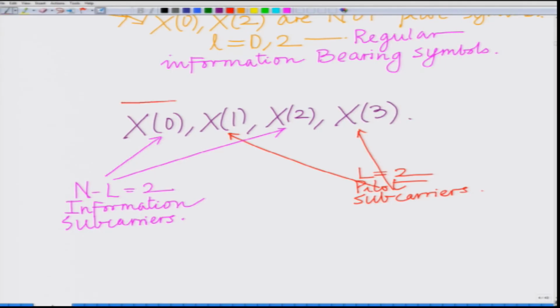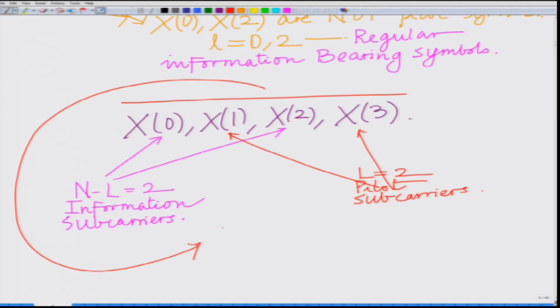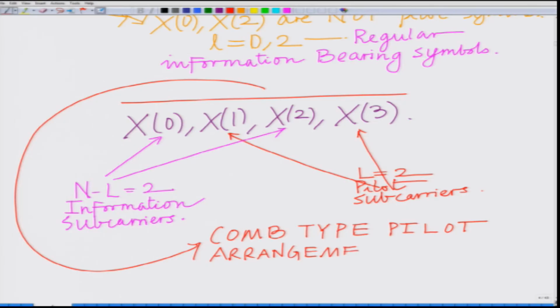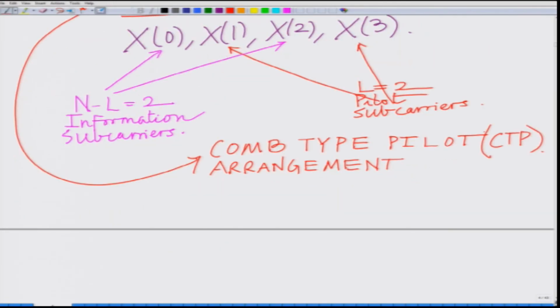Such a transmission is known as a comb type pilot arrangement, or comb type pilot transmission. We are going to denote this by the acronym CTP, so this is your CTP pilot transmission, or CTP based transmission.